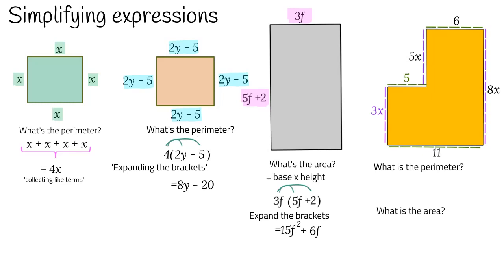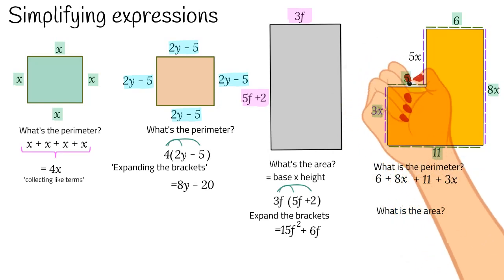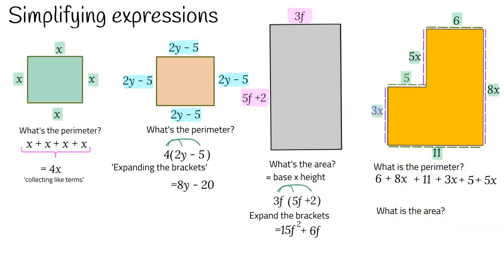And now for the perimeter, we just plus all the sides together. So 6 plus 8x plus 11 plus 3x plus 5 plus 5x. You then want to simplify this answer by collecting like terms. So I'm going to plus together all my ordinary numbers. 6 plus 11 plus 5 gives me 22. And then I can collect my x's. 8x plus 3x plus 5x gives me 16x. I would also be correct if I wrote 16x plus 22. Those two terms can go in any order.